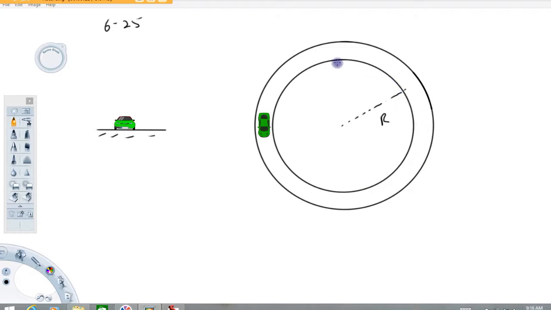Some things to consider about this problem. One, it doesn't say anything about changes in speed. There's no changes in height, anything like that. So this is just not a work energy problem. This problem is not about work and energy, which means it's going to default to Newton's second law.